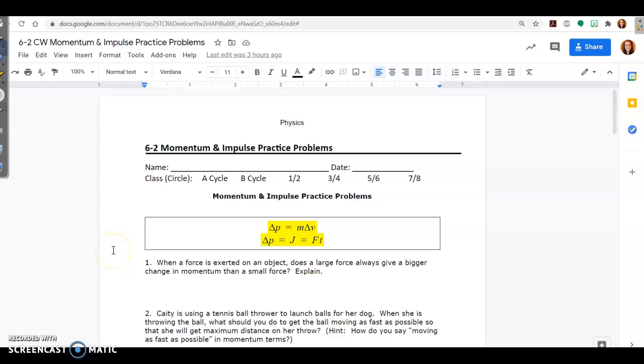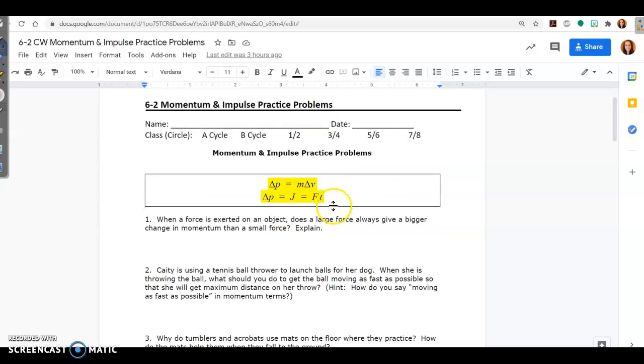Hey, so this is going to be a little bit of a review and kind of an introduction to momentum and impulse practice problems. This is straight off your classwork worksheet, so if you want to follow along as I go, totally fine. I'm not going to go over all of them because I really want to see how you're doing at the end of it. But let's just go over a few.